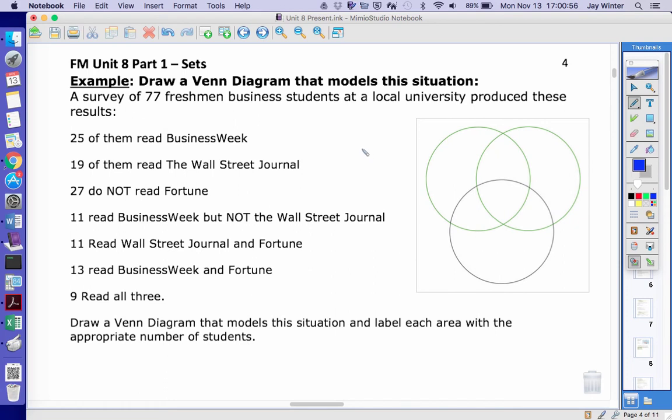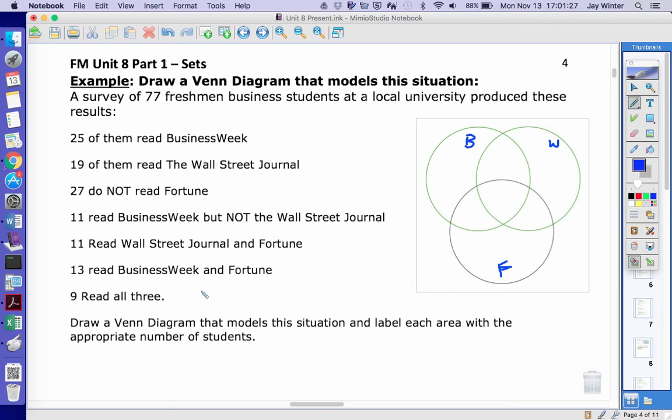So you've got 77 business students at a local university, and you surveyed them to see the publications that they read or do not read: Business Week, the Wall Street Journal, and Fortune. So I'm going to take this circle in the upper left and call it set B for Business Week. And the one to the right here, I'm going to call it set W for the Wall Street Journal. And then down here, we're going to give this one an F. Yep, it failed. No, F for Fortune, of course.